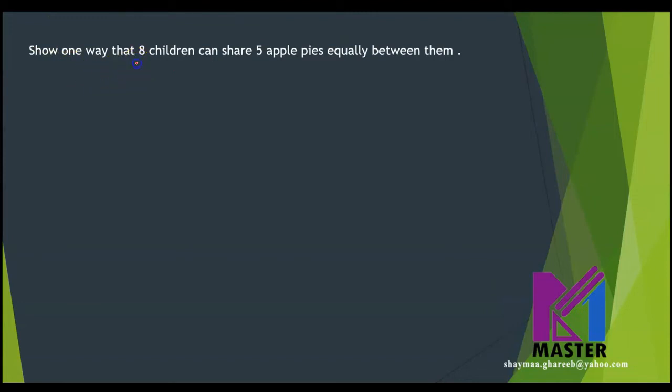Show one way that 8 children can share 5 apple pies equally between them. Same as the example before, but different numbers. So we have 5 apple pies and we want to share them equally among 8 children. So the 5 apple pies will be divided by the number of the children, which is 8. So 5 divided by 8. Each one will get 5/8 of the apple pie.